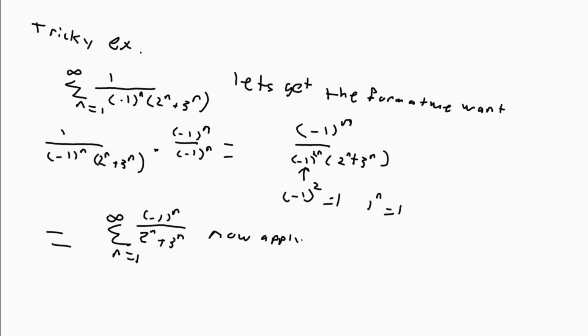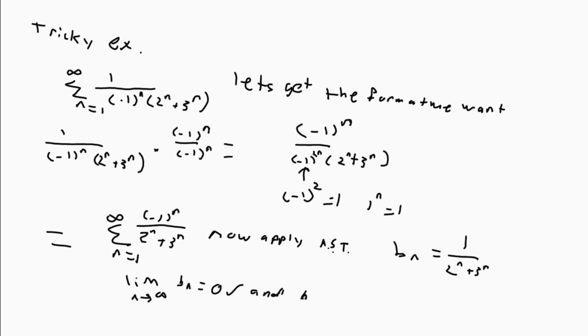So we'll be applying the alternating series test. We see that b sub n equals 1 over 2^n plus 3^n. If we take the limit as n goes to infinity of b sub n, we see it's 0, so that's good. And then we're also going to be looking at b sub n and b sub n plus 1. We see the denominator getting bigger so that the overall term gets smaller. Therefore, it converges by the alternating series test.